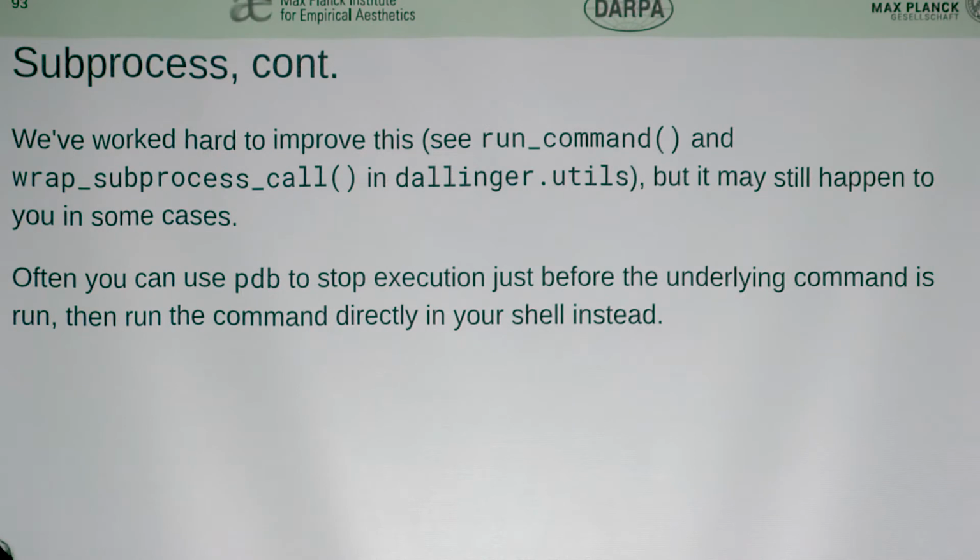Yep. I think this has improved quite a lot. We now do some wrapping and some tricks to get the underlying error output out and put it in the logs and in the console. But it's still possible that you might run into this, in which case my strategy is to stop execution right before that call would happen, and you can tell what the call is, and then you can, from that point, run the command manually yourself and see what the actual error is.